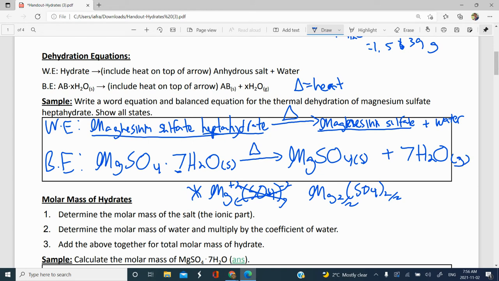And so we've just shown a dehydration equation for magnesium sulfate heptahydrate, and all the other hydrates will follow essentially the same format. So if you can do this example, you're able to do other examples as well. And that's our first skill that we need to know.